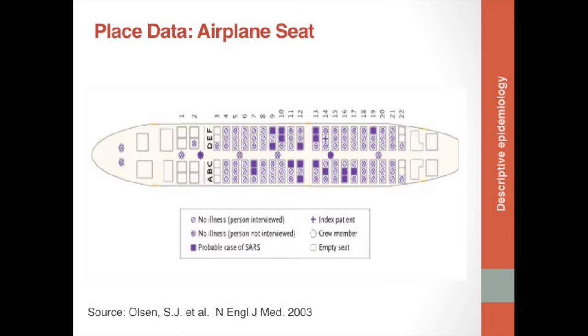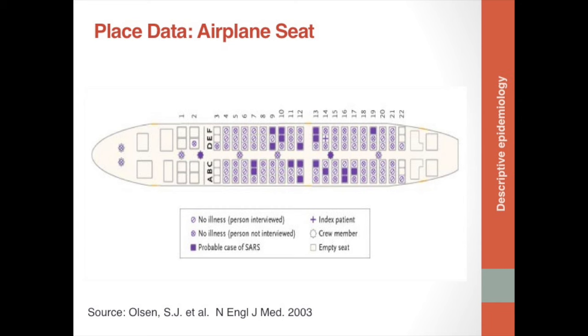Place does not always have to be a geographic designation. It can be any kind of location. During the SARS outbreak in 2003, people riding the same plane as potential SARS case patients were characterized by place when it was established how close passengers were seated to the SARS case patients.